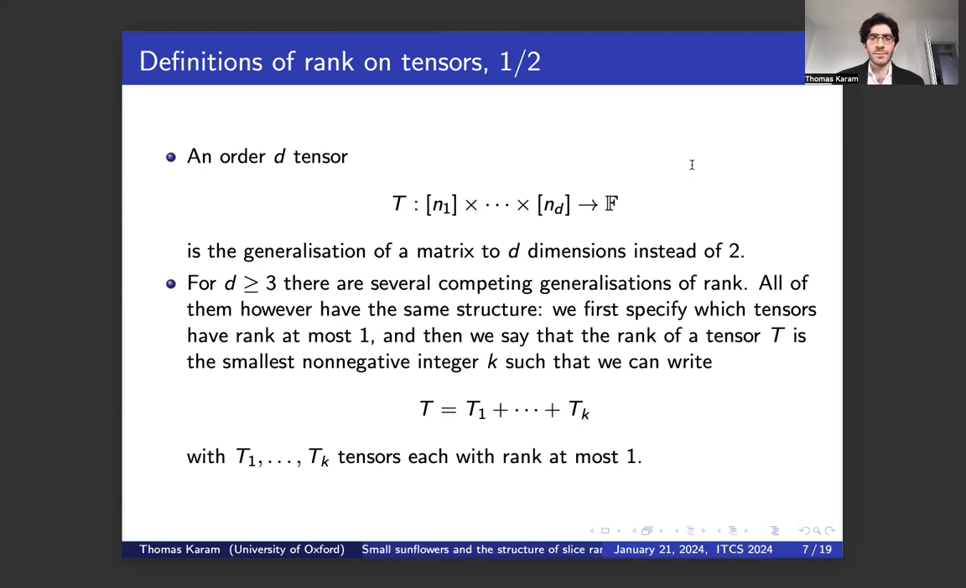Now, these notions are different and do not behave in the same way, but they have similarities. Many of them have similarities. And the first similarity is that moving from tensors with rank at most 1 to tensors with rank at most k is done in the same way in the definitions, even though the sets of tensors with rank at most 1 are not the same. So for a large class of notions of rank, once you have specified which tensors have rank at most 1, we say that a tensor has rank at most k if and only if we can write it as a sum of at most k tensors, each with rank at most 1. So that step is the same as for matrices and is the same for all of these notions of rank.